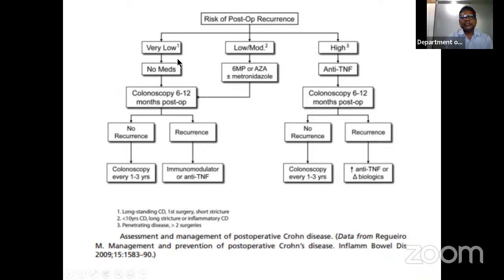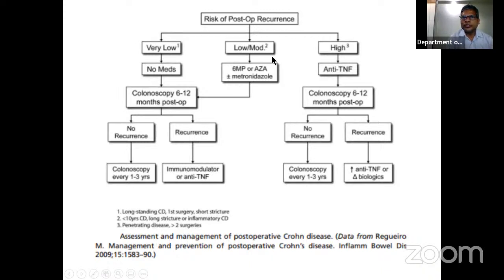So in the very low risk group, no medication is required, only close follow-up in the form of colonoscopy at 6 to 12 months post-operatively. If there is no recurrence, then the patient undergoes colonoscopy every 1 to 3 years. If there is a recurrence on colonoscopy, one can consider addition of an immunomodulator or an anti-TNF.